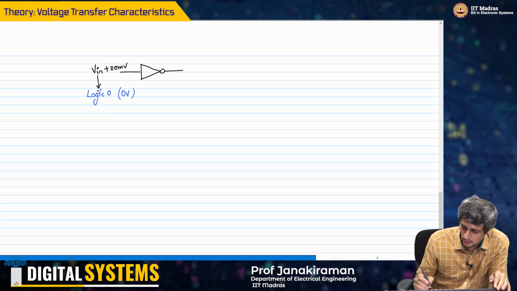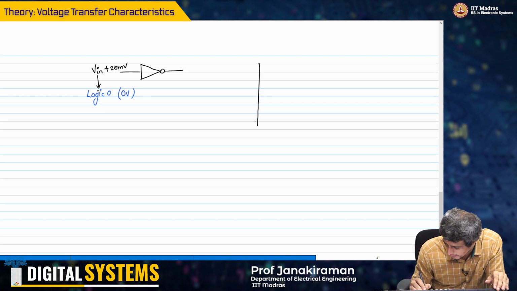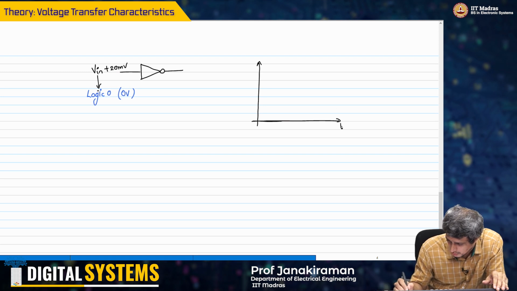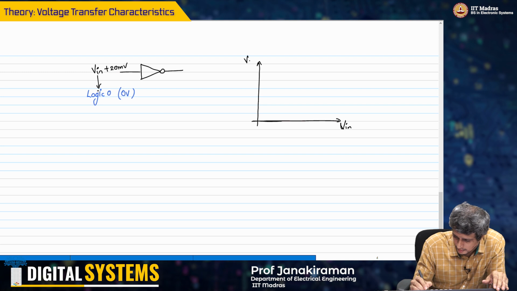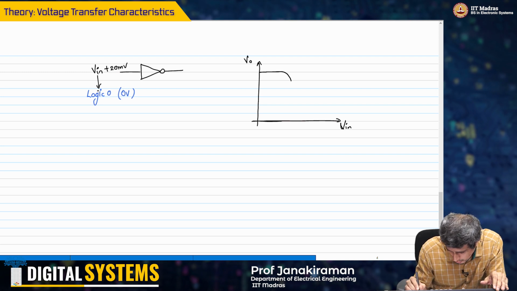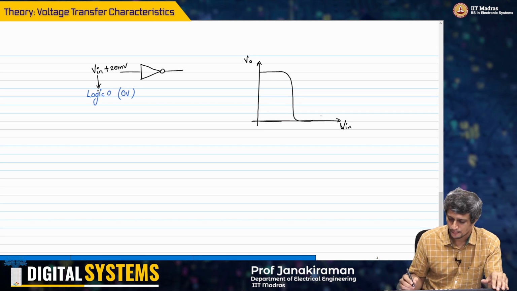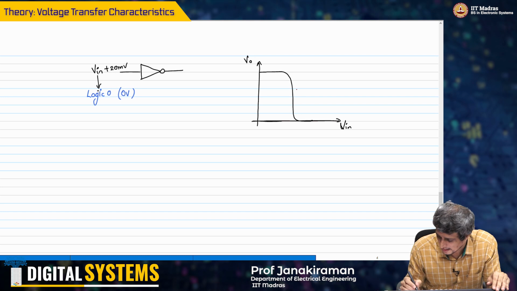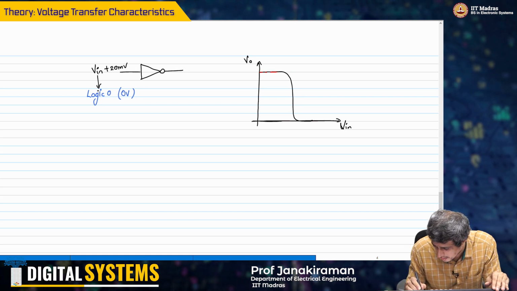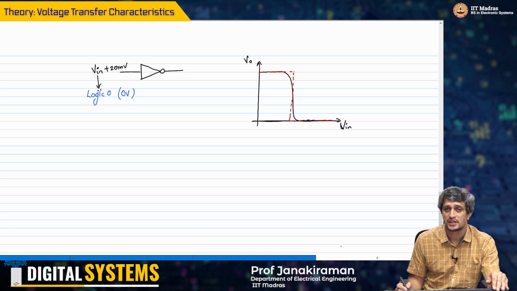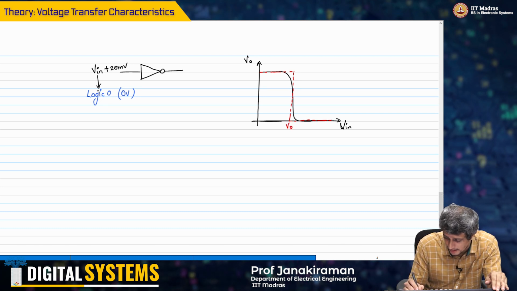Okay. Now, I will plot the voltage transfer characteristic again here. I will draw it again. V in, V out. Okay. Remember, the ideal characteristic was going to be something like this. Okay. And the black curve is the practical case. So, this is VDD by 2 and this is VDD.